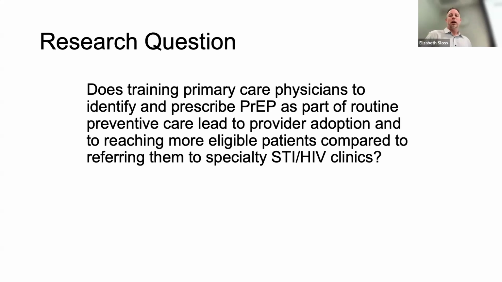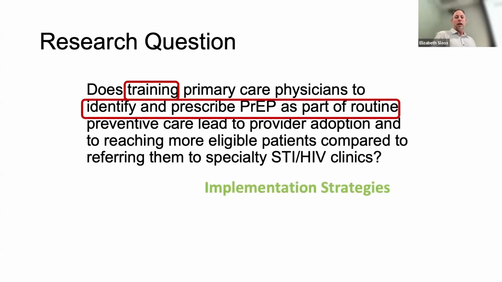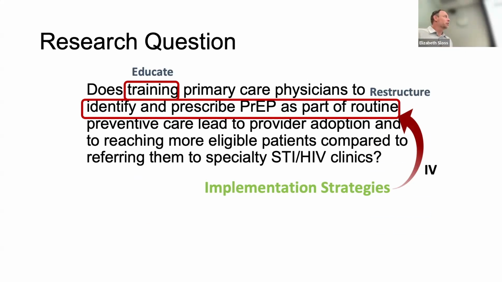Okay, let's break it down even further. Here are our strategies: training, and identifying and prescribing PrEP as part of routine care. In this case, identify and prescribe as part of routine care is one strategy in a comparison-based trial. Training is an example of an educate strategy. Basically, trying to integrate into routine care is probably a restructuring strategy, broadly speaking, but it probably requires workflow change and some other things as well.